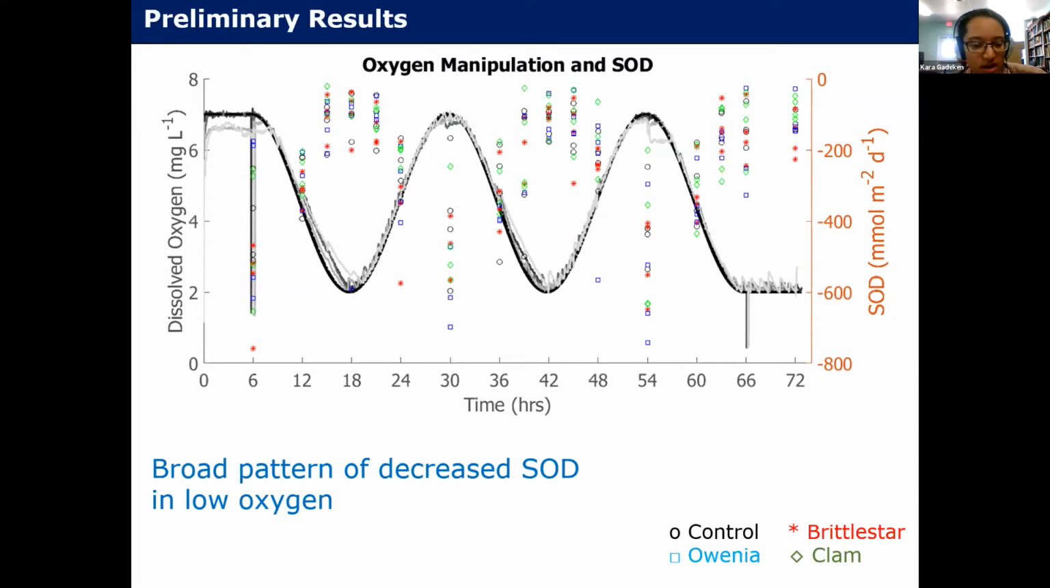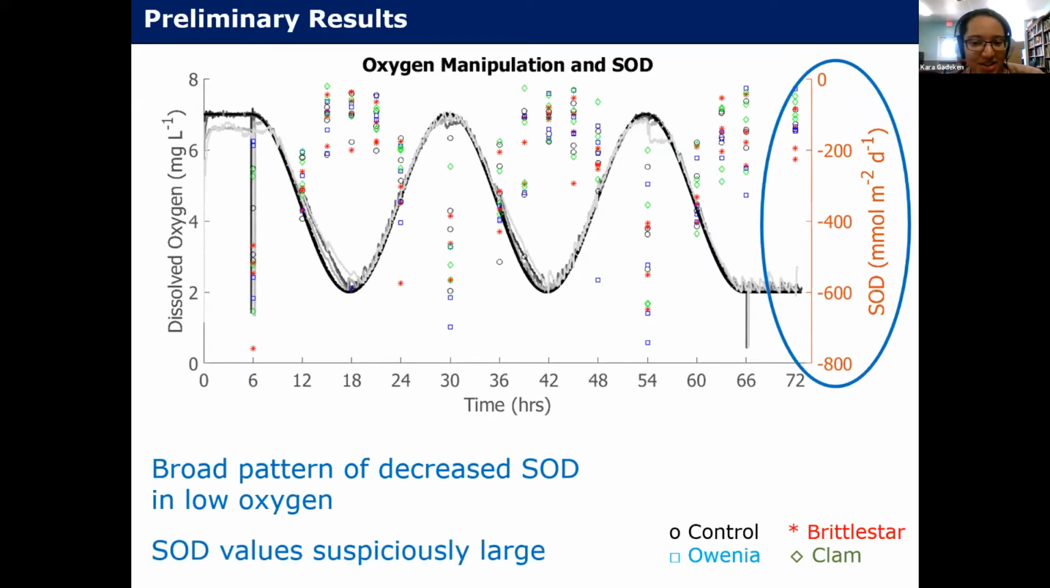Another thing to note, if you're familiar with SOD as a measure of oxygen consumption, is that this axis is really big. These SOD values are large, like suspiciously large. At first I thought that this could be a calculation or a conversion error that I had made somewhere along the way, but I went back and double checked and it all seemed to be right.